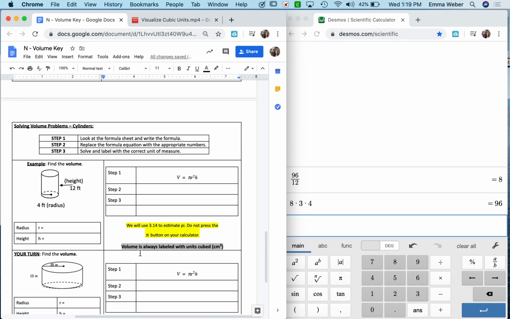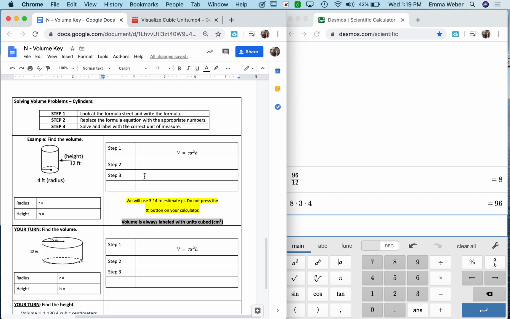Now, on our next page, we are going to be solving volume problems with cylinders. So this part's a little bit trickier. We've got to look for the formula that we want, and again, I filled those in for you on step 1 each time. Step 2, you're going to replace the formula with the appropriate numbers, and then step 3, solve and label with the correct unit of measure. Remember that we will be using 3.14 to estimate pi, so please don't use the pi button if you are using this calculator. There is a pi button here. We don't want to use it. We're just going to use 3.14.